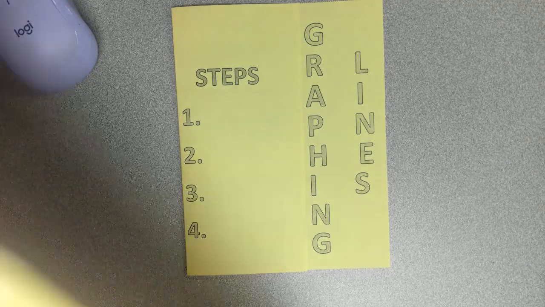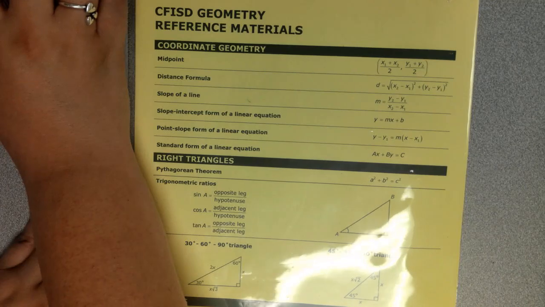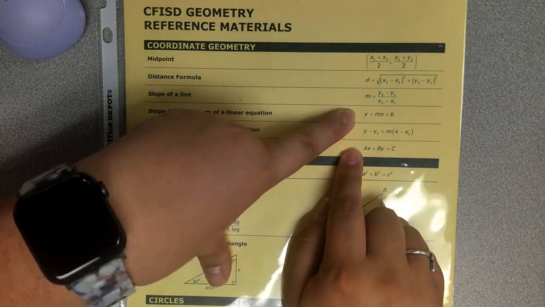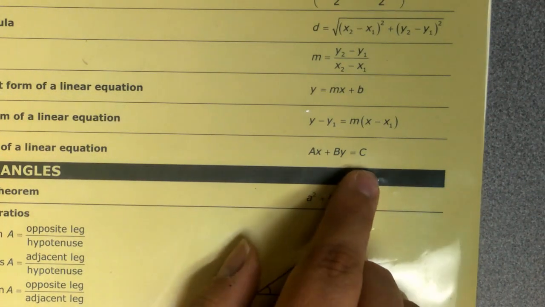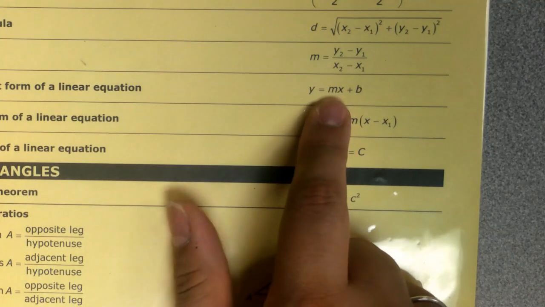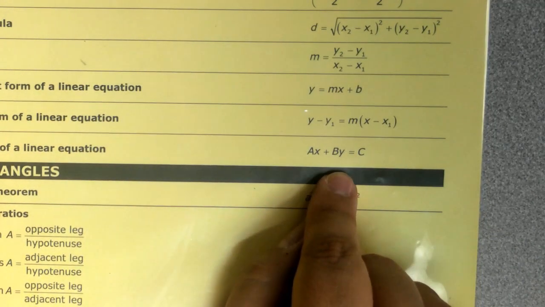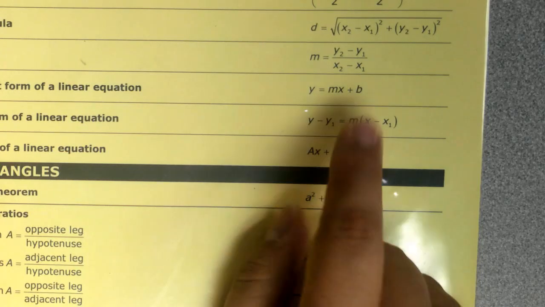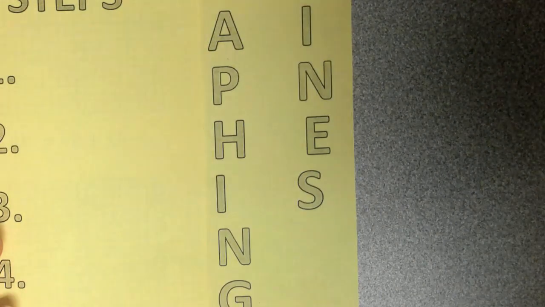And the other one is standard form. For your test, you're also going to get a formula chart. Oh, sorry. And both of these forms will be on your formula chart. Okay, so y equals mx plus b is slope-intercept, and then ax plus by equals c is standard. For slope-intercept, we can graph lines. Can I graph a line just looking at a standard equation? No. What am I going to have to do? I'm going to have to change it to slope-intercept. So that's what we're going to be doing today.